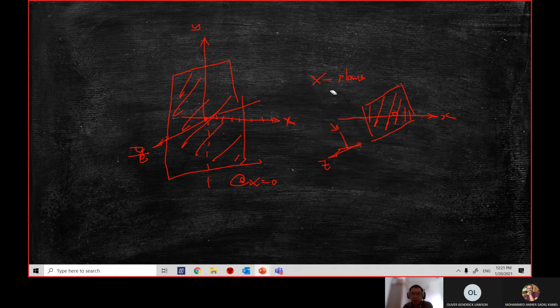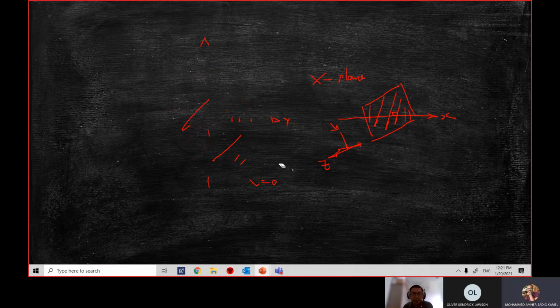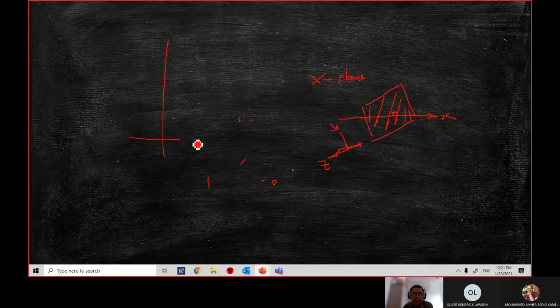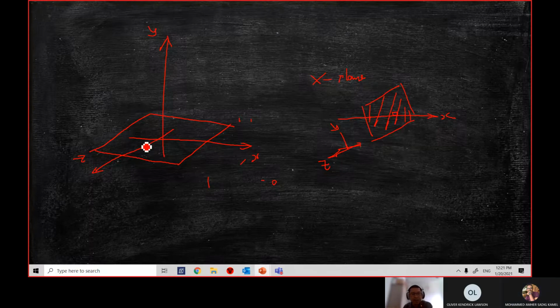Just to further clarify, what happens if I change it to the Y plane? Let's use the same axis again. The Y plane is focusing on the Y axis, the Y direction, but it will take the form of the Z and X orientation. So this is called the Y plane.